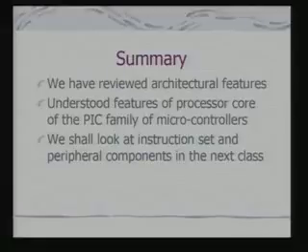We shall look at the instruction set and the peripheral components in the next class and subsequent lectures. If you have any questions, we can have them now.